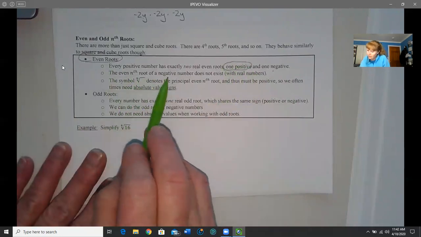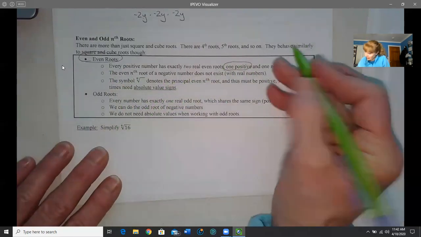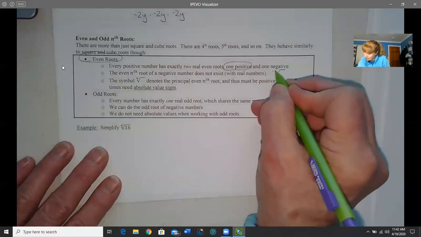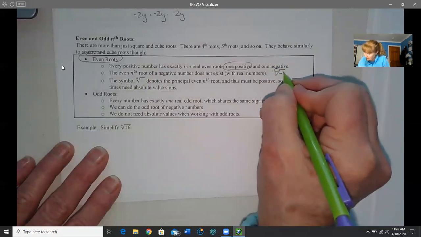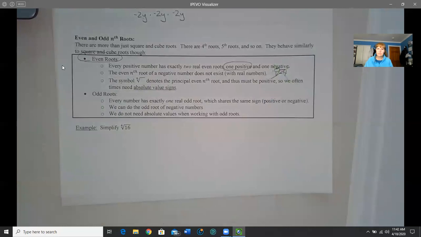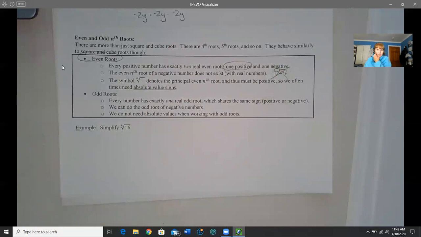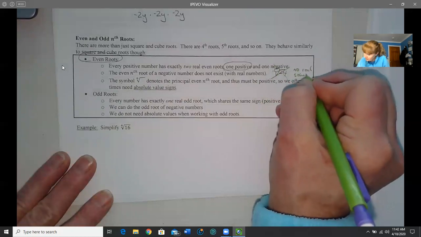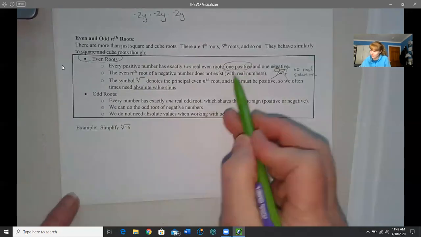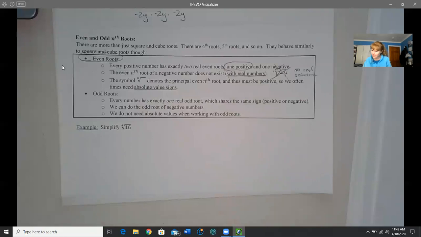The even nth root of a negative number does not exist. What does that mean? If this index is even, you cannot have a negative inside, like a negative 4. It cannot be done. For now, you don't have a real solution. There's no real solution with real numbers. That's what that means.